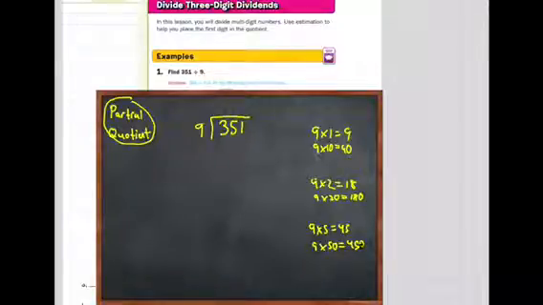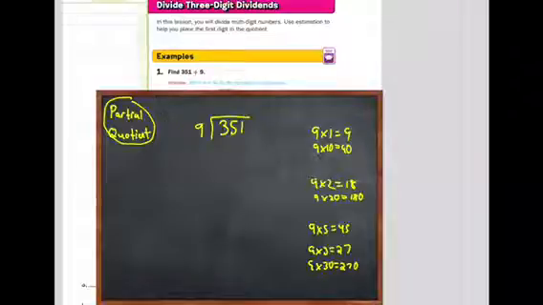Right away, I see 450 is too big. I'm not going to use that. But here is one thing I do know. I know, for example, that 9 times 3 is 27, so I'm going to add that to my helpers. 9 times 3 is 27, and I also know that 9 times 30 is 270.